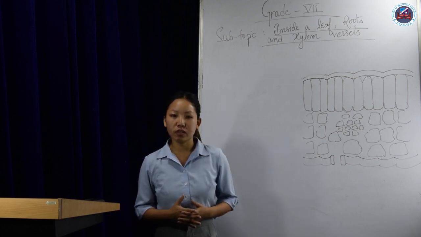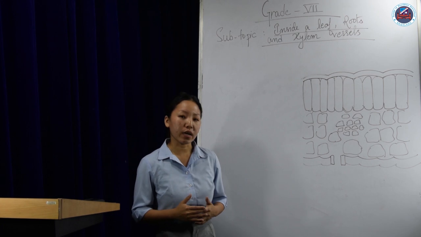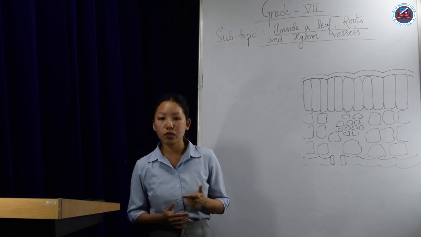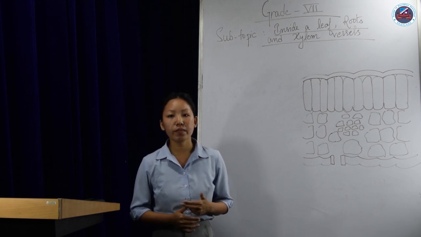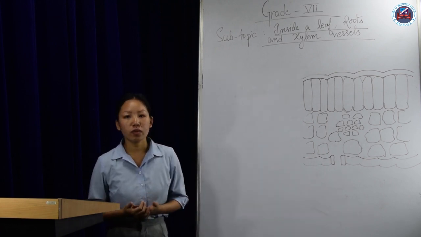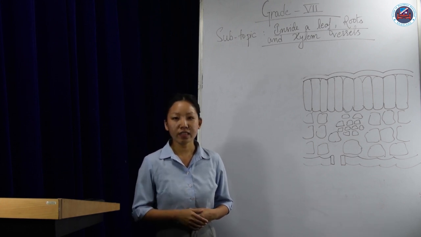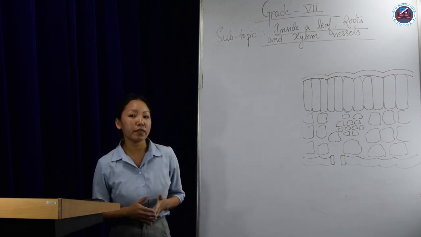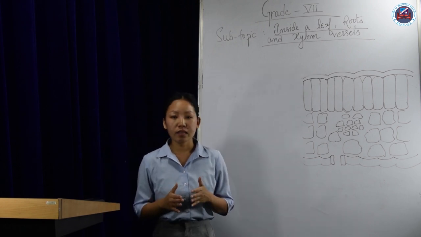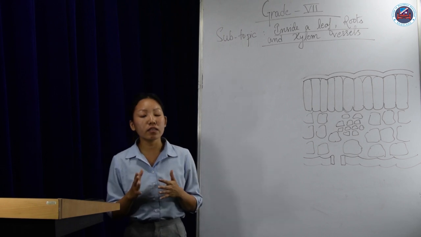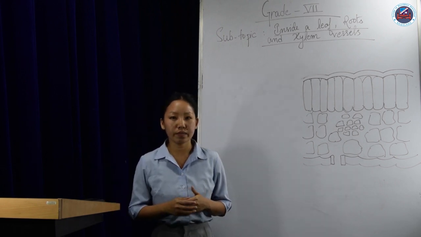By the end of this video, you should be able to describe the functions of different tissues in a leaf, functions of root and xylem vessels. In the last video, we have studied about photosynthesis. Remember that photosynthesis takes place in the leaf? Leaf is a plant organ. So like any organ, it consists of different tissues.